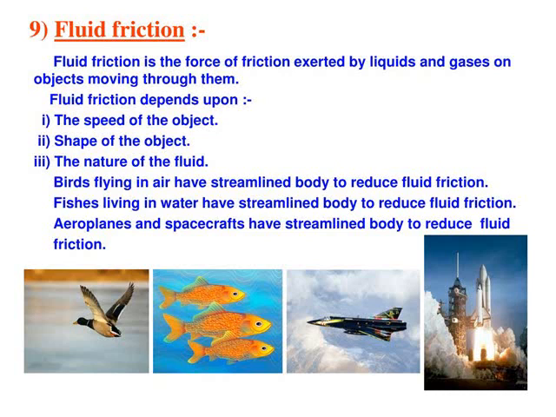Fluid friction depends upon the speed of the object, the shape of the object, and the nature of the fluid. Birds flying in air have a streamlined body to reduce fluid friction. Fishes living in water have a streamlined body to reduce fluid friction. Aeroplanes and spacecrafts have a streamlined body to reduce fluid friction. This topic where we are reducing the friction, we will discuss separately in the next class.